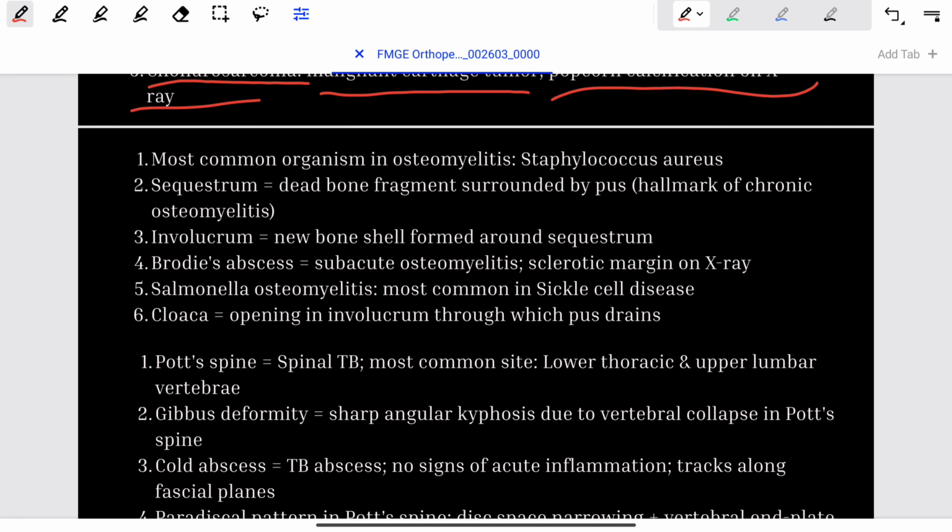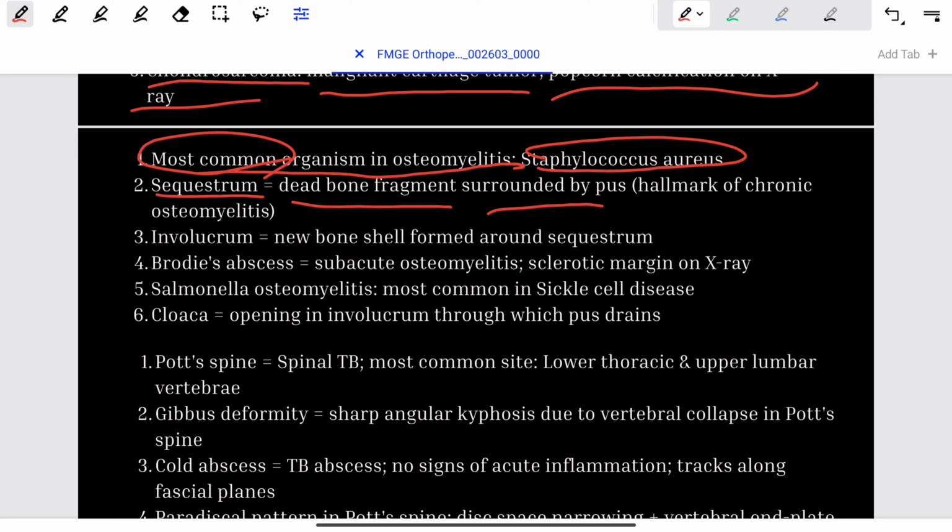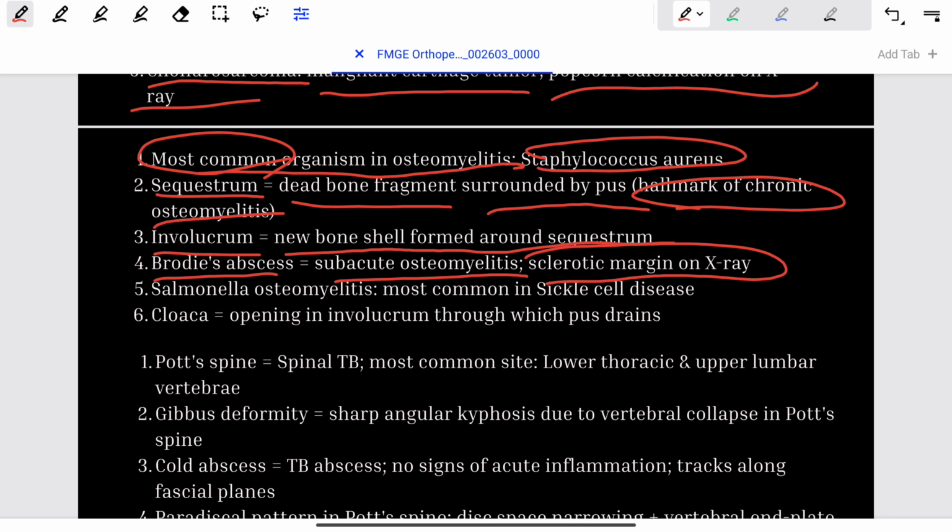In osteomyelitis, Staphylococcus is the most common organism. Sequestrum, dead bone fragment surrounded by pus, characteristic of chronic osteomyelitis. Involucrum, new bone formed around the sequestrum. Brodie's abscess, subacute osteomyelitis presenting as a lytic lesion with sclerotic rim on X-ray. Salmonella osteomyelitis, classically associated with sickle cell disease. Cloaca, opening in the involucrum through which pus drains.